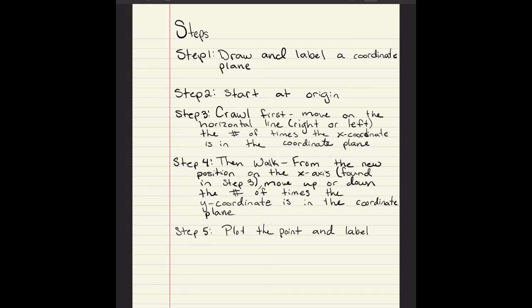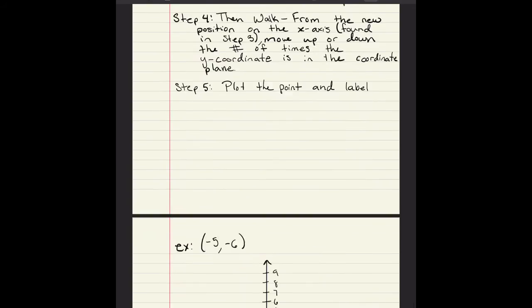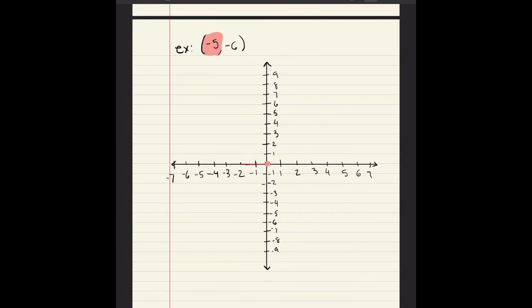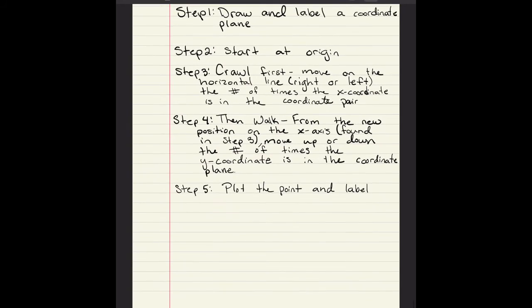So, and this should be coordinate pair. Oops. So move on the horizontal line, right or left, the number of times the x coordinate is in the coordinate pair. So remember, our x coordinate is -5 in this case. It's the first number. So I'm going to go, on the negative, going to crawl to -5.